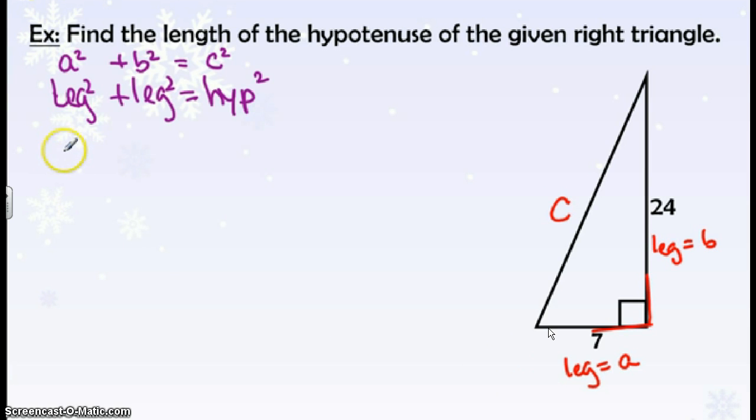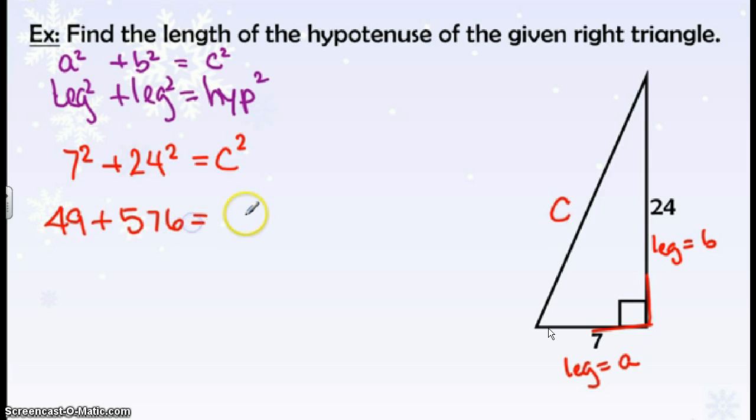We're going to plug those numbers into our formula. Our leg, 7 squared, plus our other leg, 24 squared, equals c squared, which is our hypotenuse. So 7 squared is 49, 24 squared is?